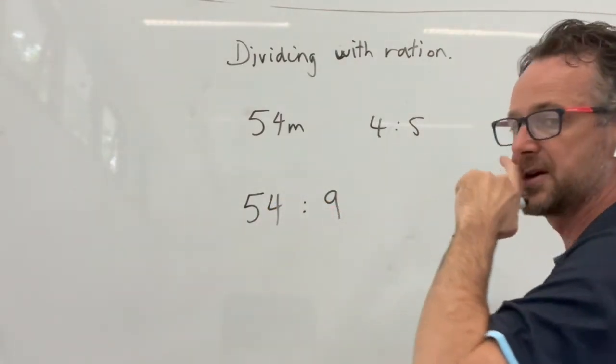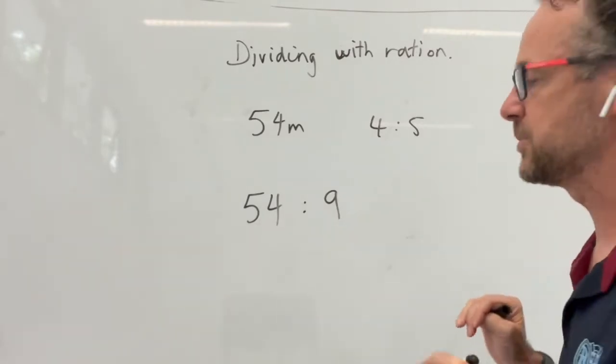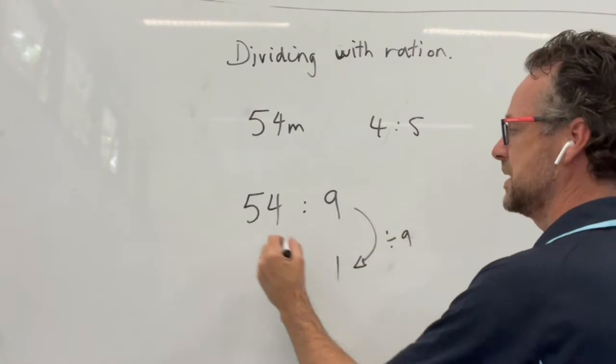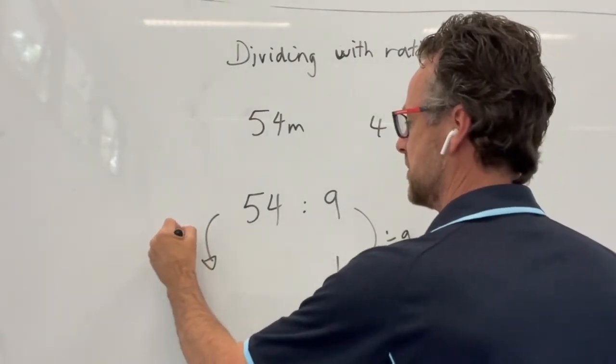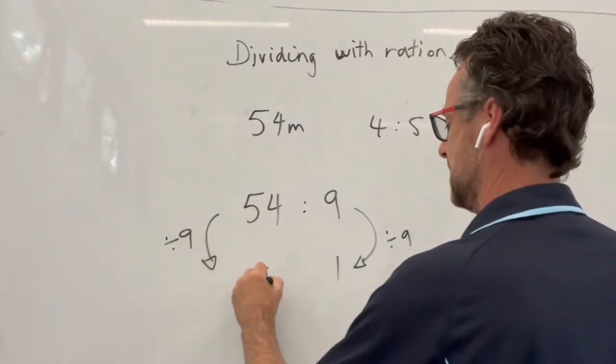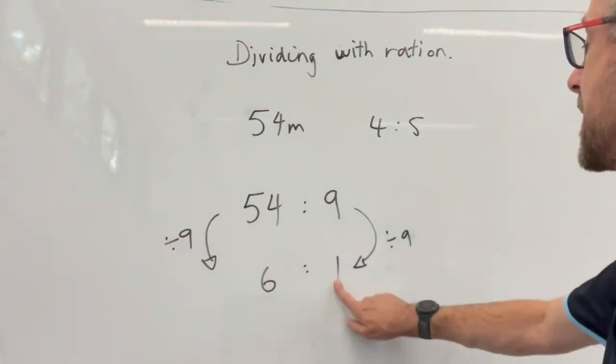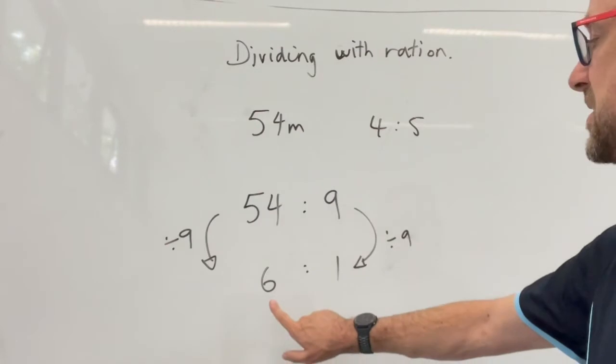So we want to simplify this down to just 1 if we possibly can. So here, 9 divided by 9 is going to give us 1, and on this side, 9 divided by 9 is going to give us 6, okay? What this tells us is that for each one part, there's going to be 6 metres of rope.